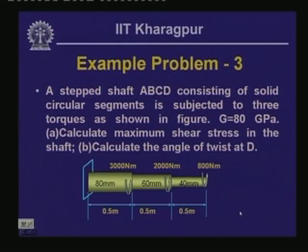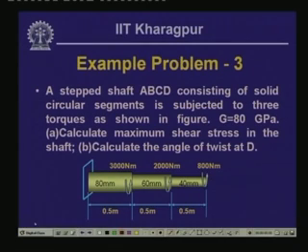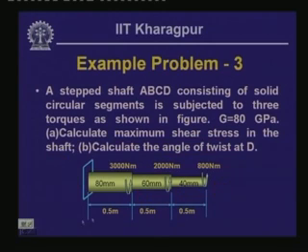Well, we have another example for you. A stepped shaft ABCD consisting of solid circular segments is subjected to 3 torques. This is A, this is B, this is C, and this is D, subjected to 3 torques as shown over here, and the value of G is given. You will have to calculate the maximum shear stress in the shaft and the angle of twist at D. Look into this example, I will be discussing it next time.